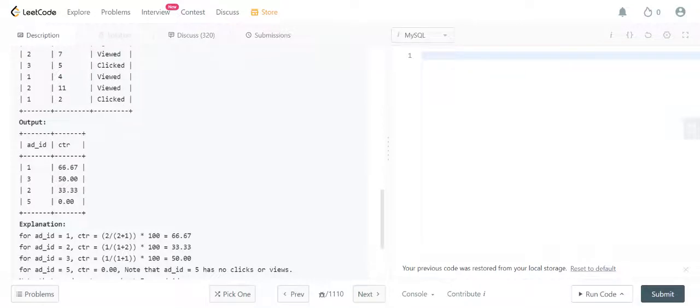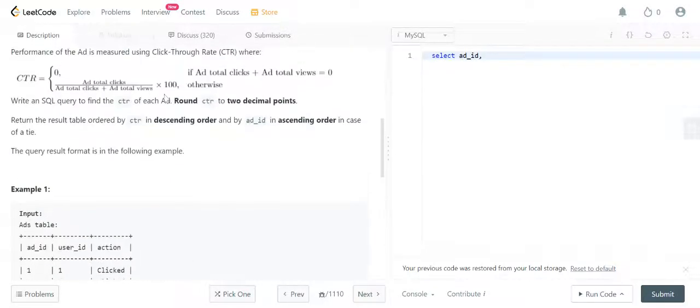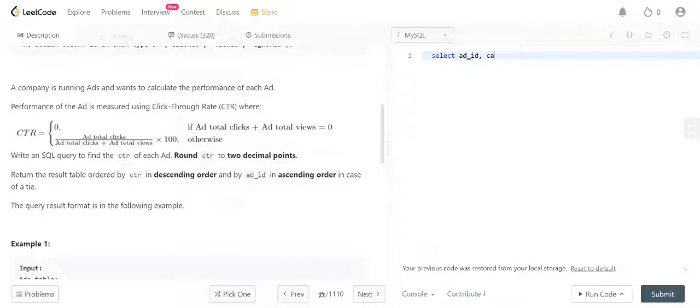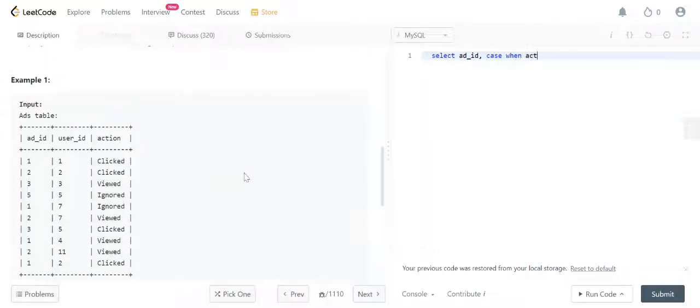So let's write this query. First, we have to select ad ID, and now we can calculate CTR here. We will use a case when statement: when action is equal to clicked, then one, else zero. And since we have to find the sum of all the occurrences of one here, let's do a sum.